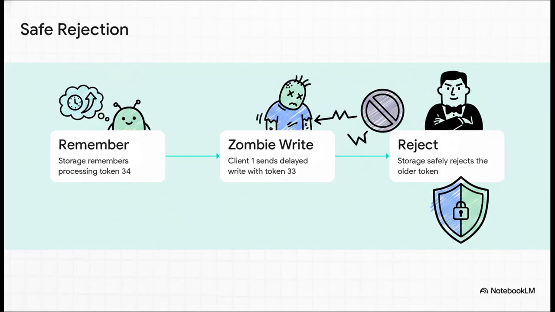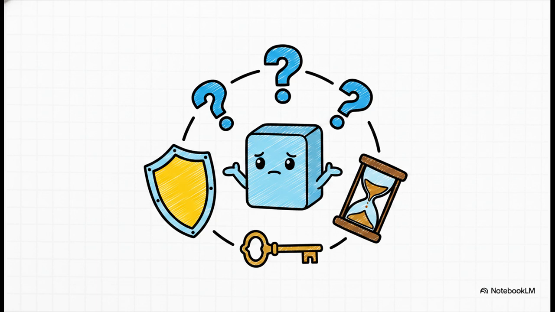And here is the absolutely crucial point. The storage server actively remembers the highest token it has processed. So it successfully processes client 2's write with token 34. Now, when our zombie client 1 finally wakes up and tries to send its much-delayed write with token 33, the storage server basically acts like a club bouncer. It looks at the request, sees that 33 is less than 34, and just flat-out rejects the zombie's outdated request. Boom. Data corruption prevented.